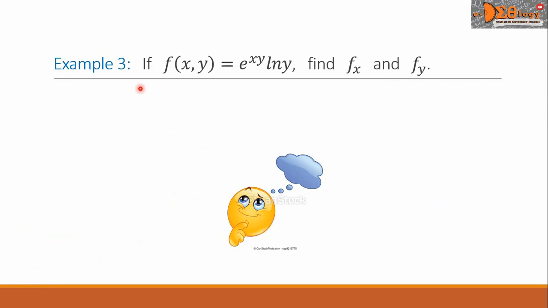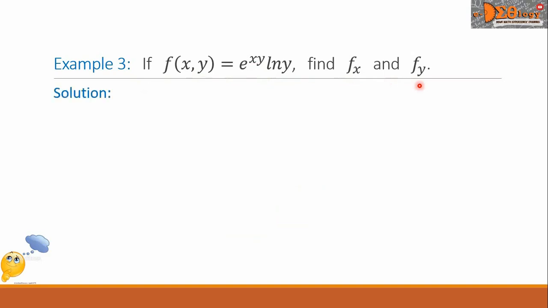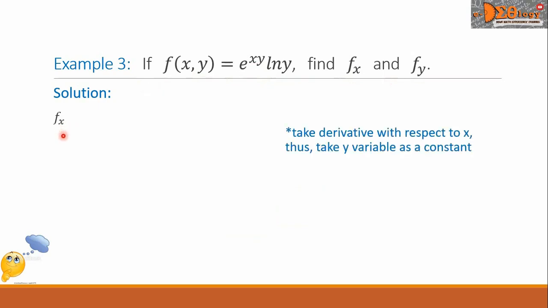Example 3. If f of x, y equals e raised to xy, then multiplied by ln y. Find f sub x and f sub y. Let's begin with the f sub x. This is the partial derivative of f with respect to x. So we will take derivative of this function with respect to x.